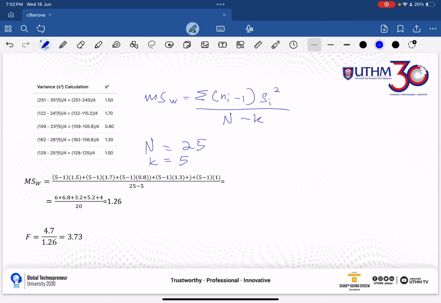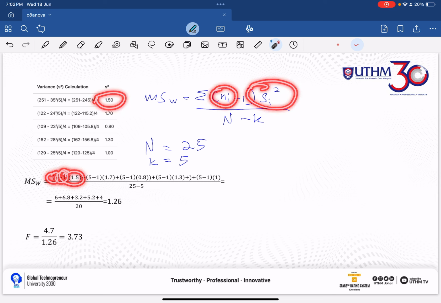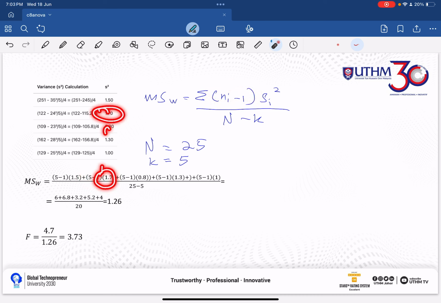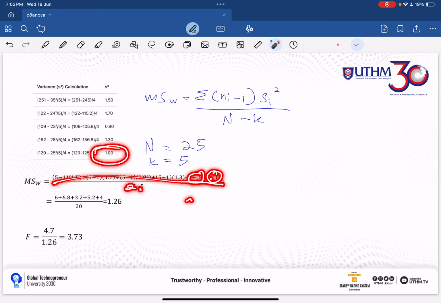Alright, so summation for every group. We need to do group by group. So group 1, group A, n is 5, 5 minus 1, and the variance is 1.5, plus group 2, n is 5 minus 1, and the variance for group 2 is 1.7, and then continue up until group E, where n is 5 minus 1 and the variance is 1. Then you divide by n minus k. So these are the answers for mean square within.